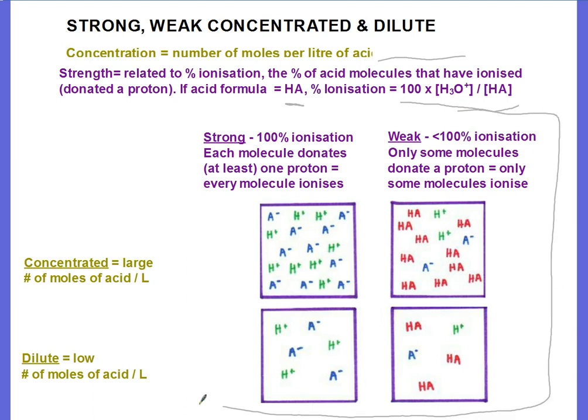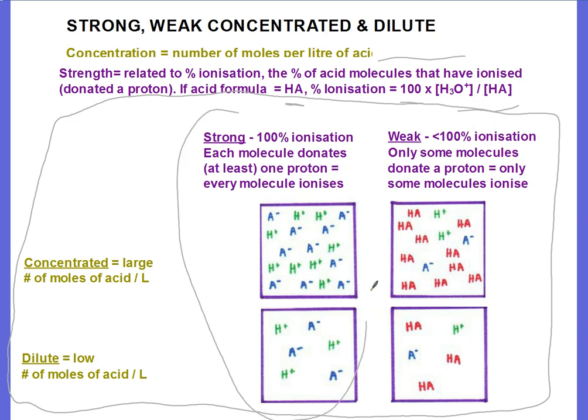And this little diagram here is perfect. If you're ever asked to explain the difference between strong, weak, concentrated and dilute, this is the diagram to draw. We have concentrated, which means large numbers of moles of acid per litre. So lots and lots of acid molecules in this region here. Dilute, not many acid molecules. But these two are strong because you've got 100% ionization. Each molecule donates a proton. Therefore, you have no intact acid molecules left. They've all been ionized. However, for weak, all these molecules haven't donated a proton. So only some molecules donate a proton. That means they're weak. And you can see the difference here, concentrated up here versus dilute, a lot of acid molecules versus not many acid molecules.